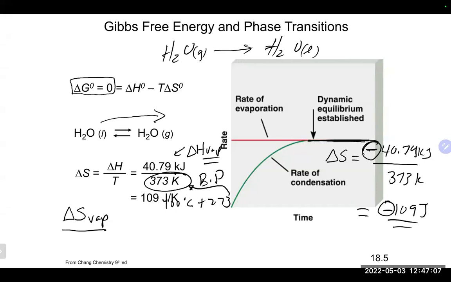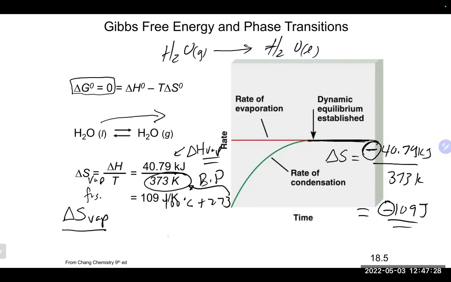So you can use this to calculate delta H of vaporization, delta S of vaporization. Delta S of fusion would be the same type of deal, right? Except that it would be the melting point and freezing point that would apply in this particular case. Any questions on that there?